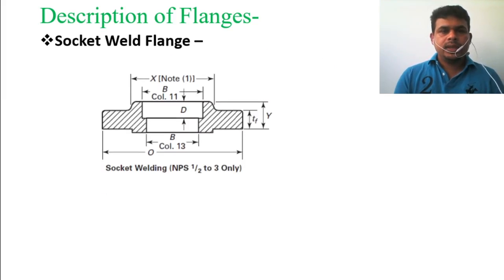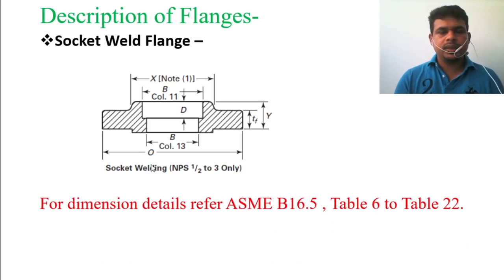So socket weld flanges, for socket weld flanges dimension, you can see the photos. For these details dimension also, I will ask you to refer to ASME B16.5 Table 6 to 22 for more details.